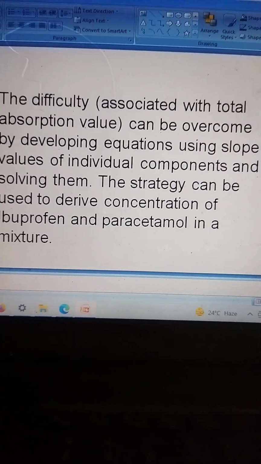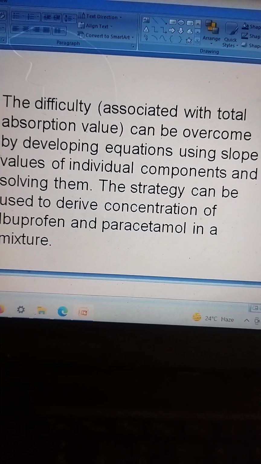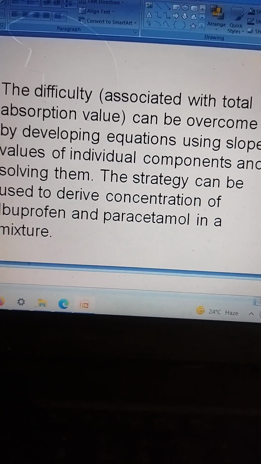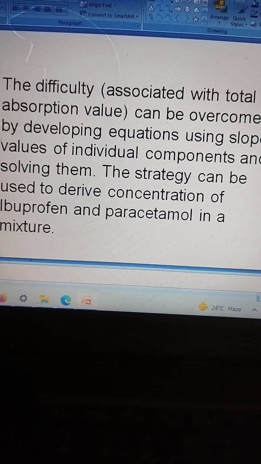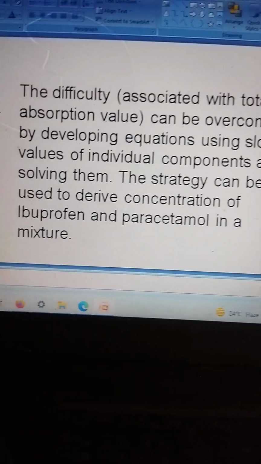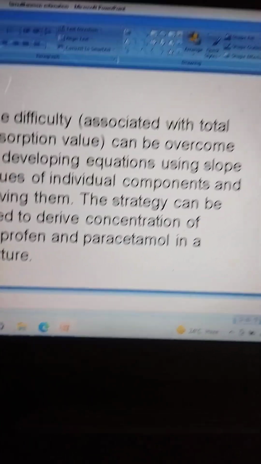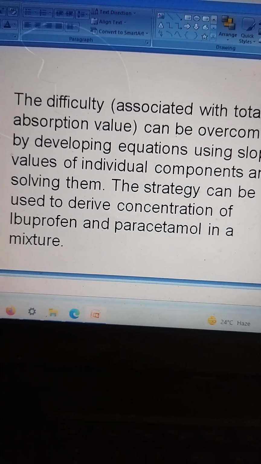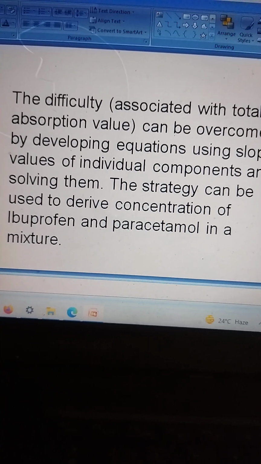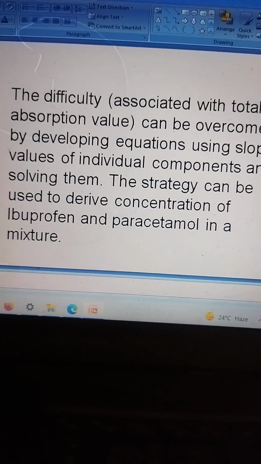In a spectrophotometer, the main difficulty is that it gives you a total value of absorbance. There is no way of telling, looking at this value, which component has absorbed how much. A big difficulty. But this difficulty can be overcome by applying a bit of mathematics. What you have to do? You have to develop some equations. If you have a two component mixture, there will be two equations. For a three component mixture, there will be three equations.